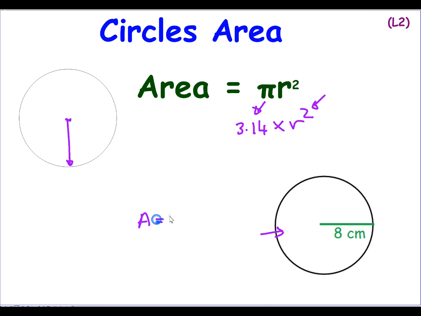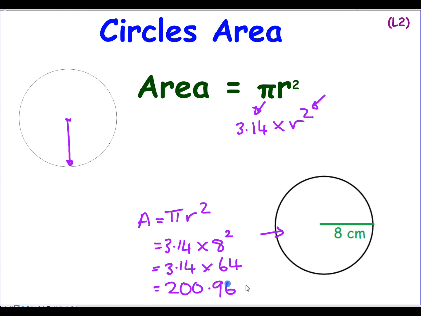So the area of this circle is pi r squared. So it becomes 3.14 times the radius, which they've given us, 8 squared. So 3.14 times 64. That's what 8 squared is. BIDMAS tells us to do the index first. Now we have 3.14 and we multiply it by 64, and we get 200.96. The units are centimetres, but because we're talking about area, the units are squared because we're talking about the result of 2 dimensions.